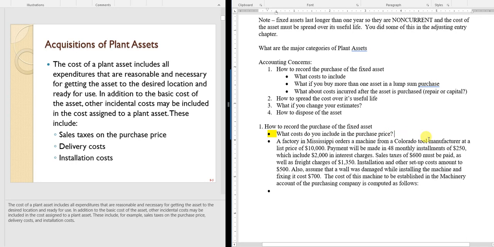Okay, so know as I read through this that general rule. So what do we add? We add sales tax on the purchase price. That's added to the cost of the asset. Delivery costs, installation costs.